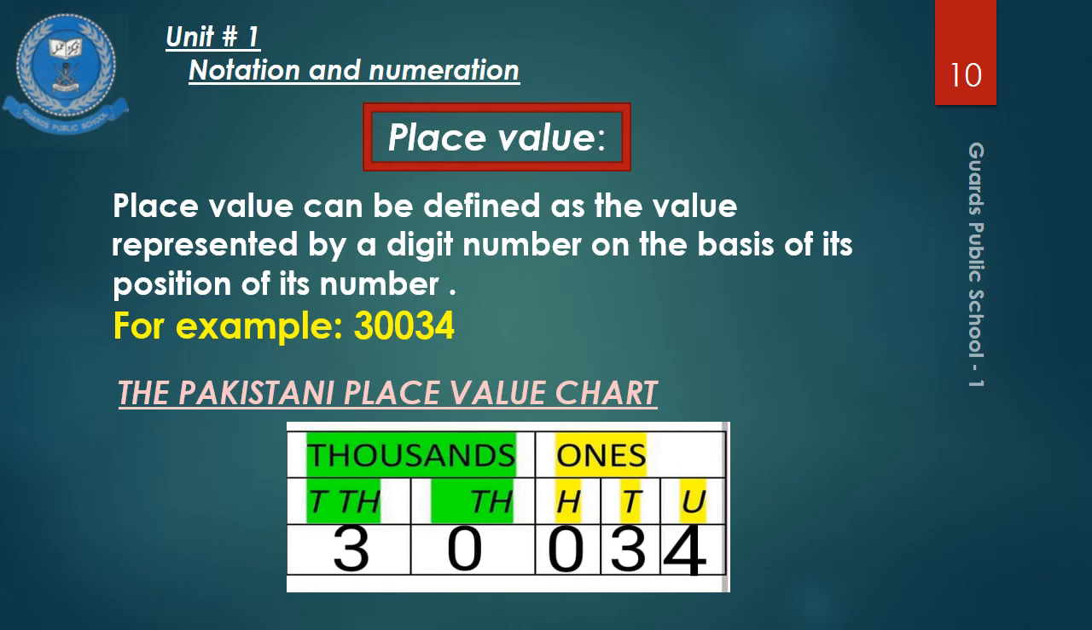Clear? यानी कि प्लेस वैल्यू का मतलब है कि आप किसी भी डिजिट नंबर को उसकी पोजीशन के बेस पर डिफ्रेंशिएट करें या उसको एक्सप्लेन करें कि वेयर इट प्लेस्ड, यूनिट में है, टेंस में है, 100 में है, 1000 में है या 10,000 में है. So you will describe a number on the basis of its position. Clear?